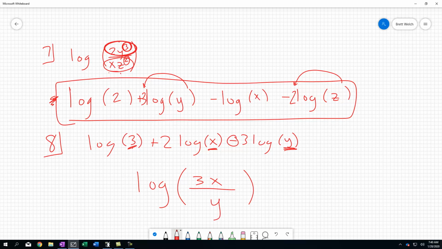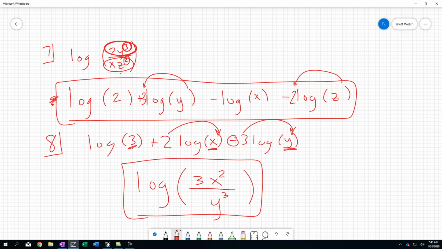The last thing is to reverse these exponent rules. Since 2 goes in front of the log of x, it must be the exponent of x. And since 3 is in front of the log of y, it must be the exponent of y. And that's it. So we see a lot of backward and forward on these.